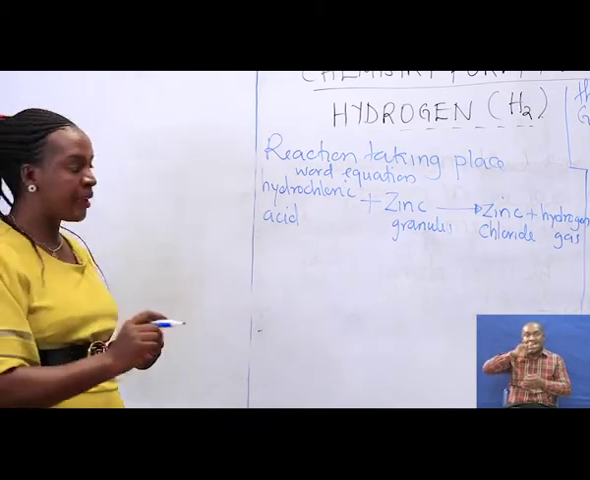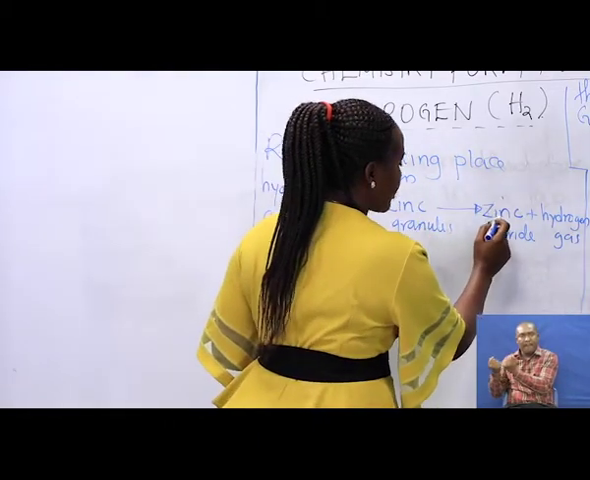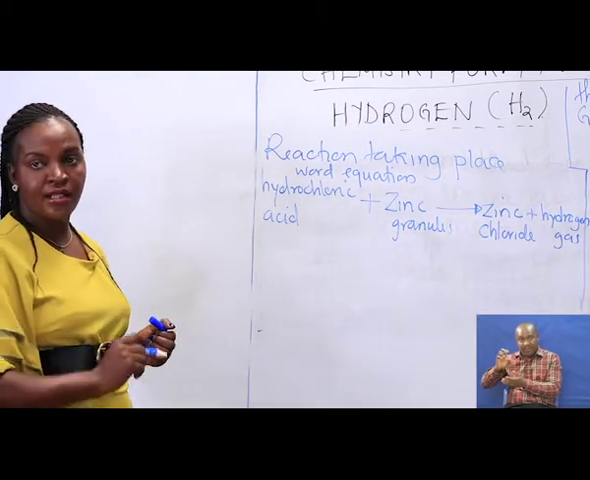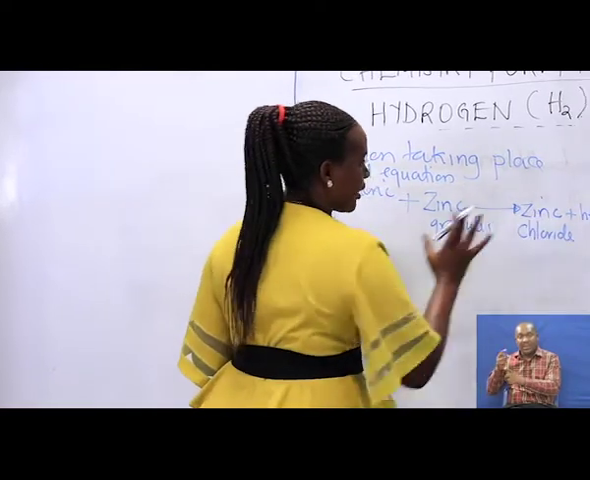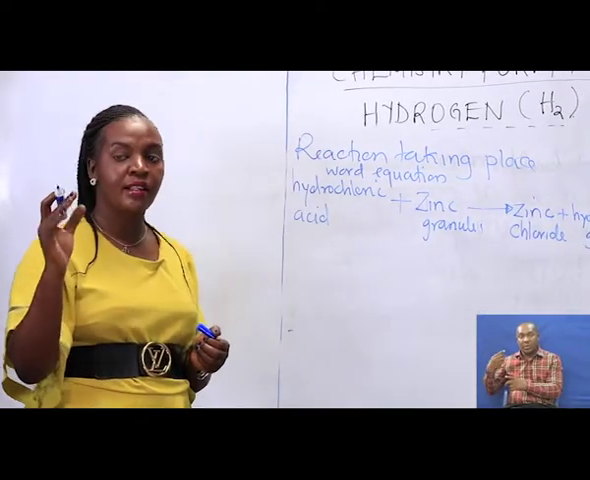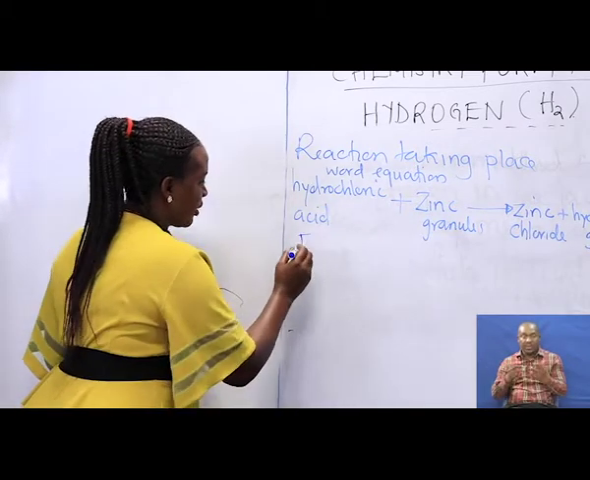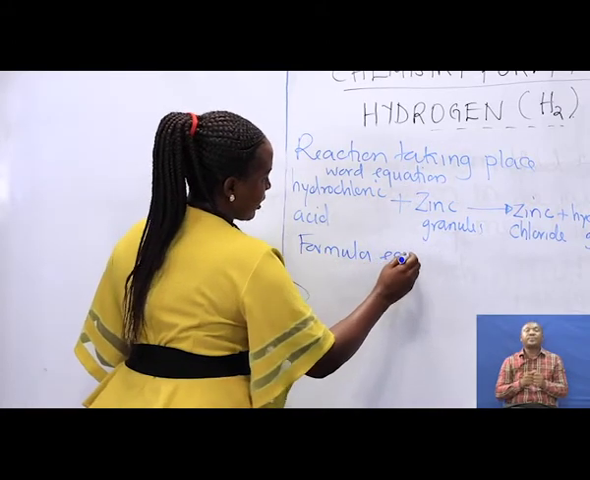When they react with zinc granules, what will be the product? The product will be zinc chloride plus hydrogen gas. And then this is the word equation. How can you write the formula equation from this word equation? We write the formula equation.